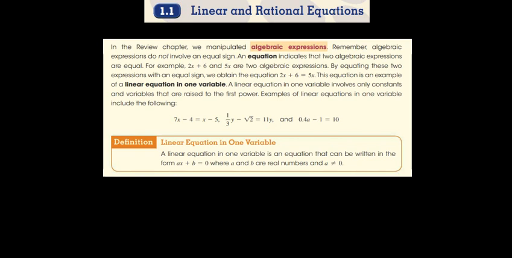And then we get to the definition. A linear equation in one variable is an equation that can be written in the form ax plus b, where a and b are real numbers and a is not equal to 0. Why can a not be equal to 0? Well, if a was equal to 0, that would just zero out, wouldn't it? It would be 0 times x, which is 0. So we'd end up with simply b is equal to 0. That's why we have to say a is not equal to 0.